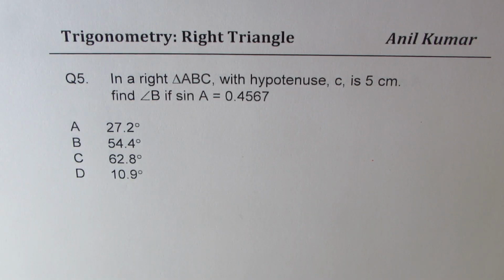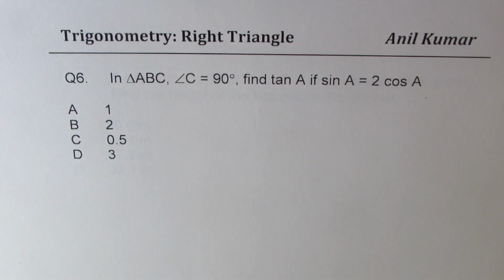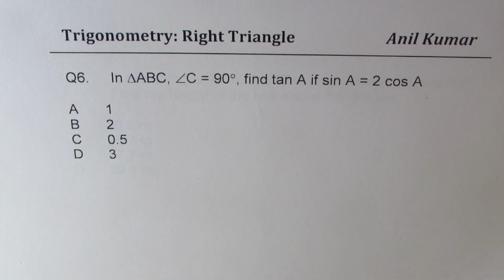Question number 5. In a right triangle ABC, the hypotenuse C is 5 centimeters. Find angle B if sine A equals 0.4567. You'll need to find inverse of this trigonometric ratio. Question number 6. In triangle ABC, angle C equals 90 degrees, find tan A if sine A equals 2 cosine A.